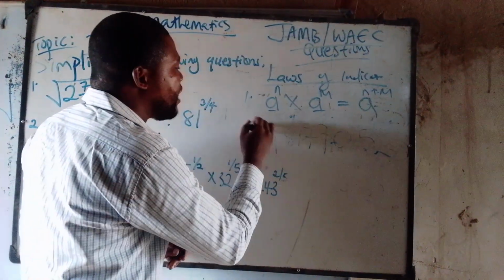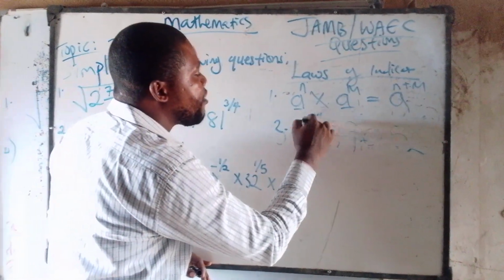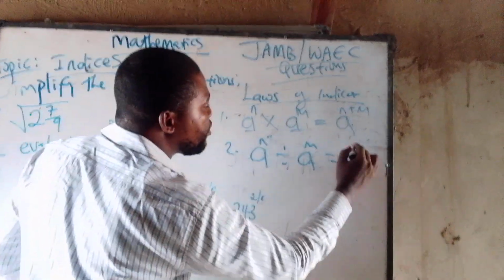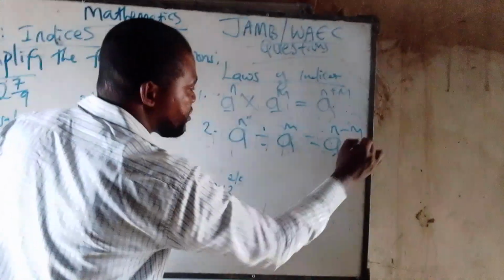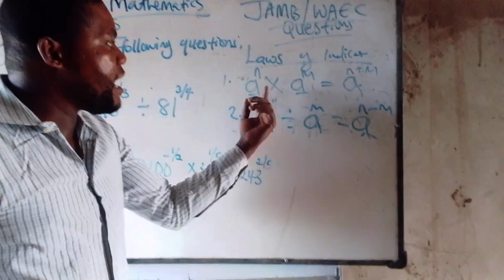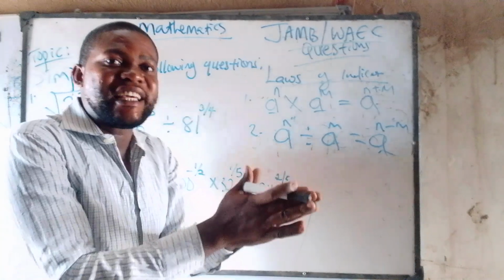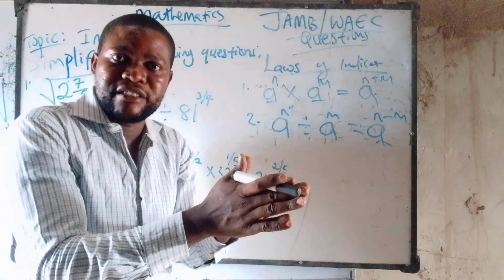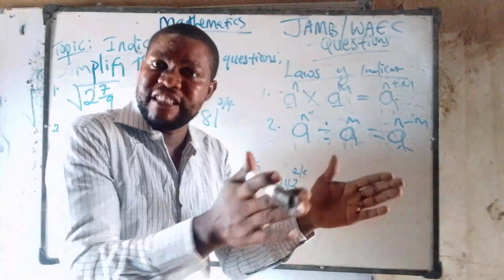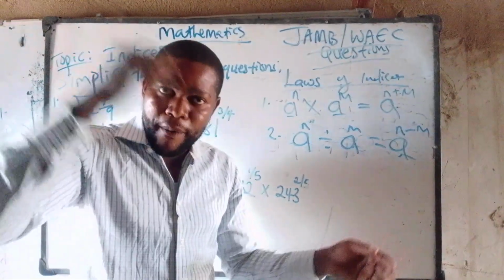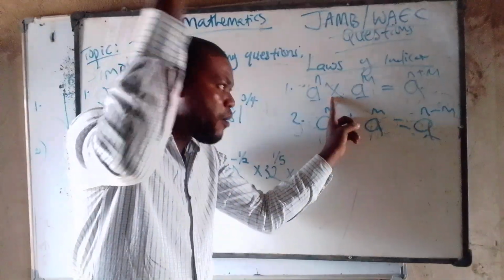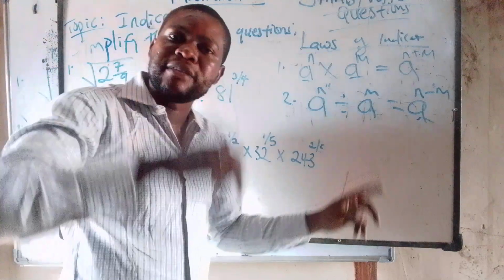The second law we'll look at: if I have a to the power of n divided by a to the power of m, what will I do? I will subtract their powers. It's just like the opposite in logarithm. In logarithm, if you are adding two logs of the same base, you multiply their arguments, and if you are subtracting two logs of the same base, you divide. But here, under indices, so long as the bases are the same and I'm multiplying, I will add their powers. If I'm dividing, I will subtract their powers.